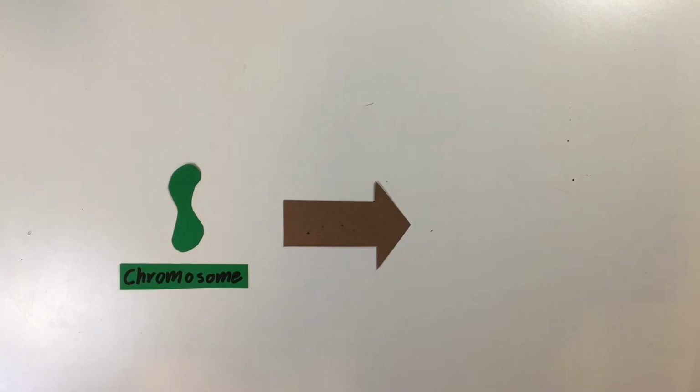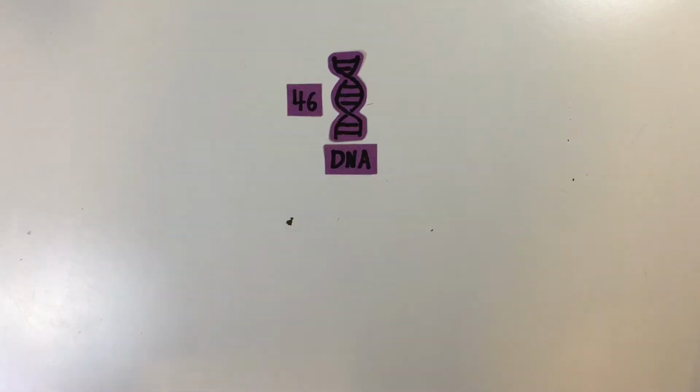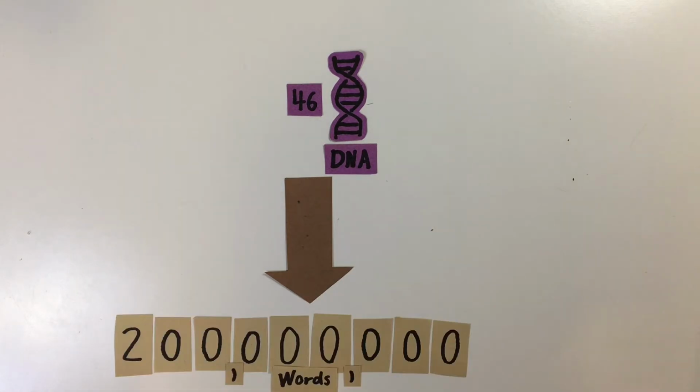Each chromosome contains one molecule of DNA. This DNA contains an incredible amount of information. If its information were to be translated into English, it would require 200 million words. That is crazy that 46 molecules of DNA contain that much information.